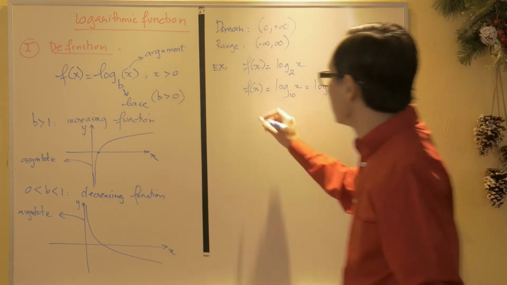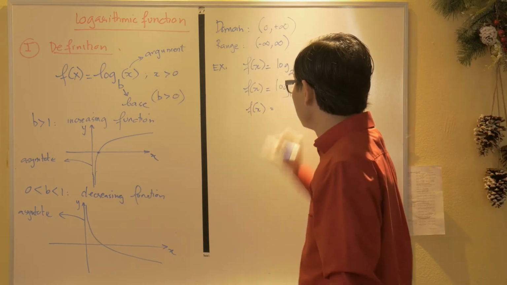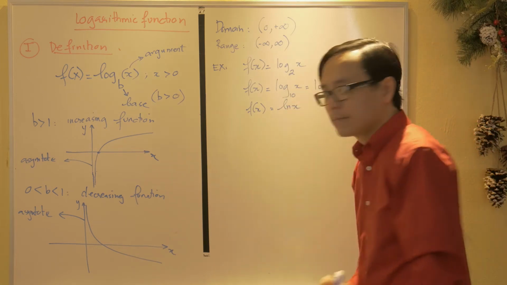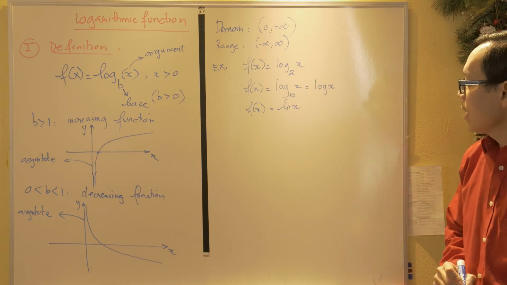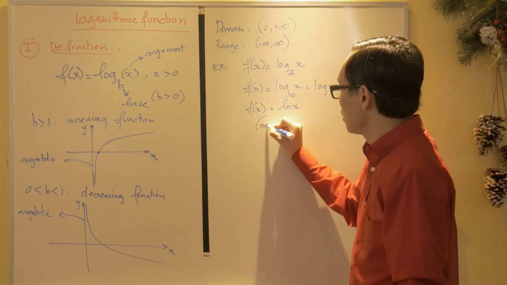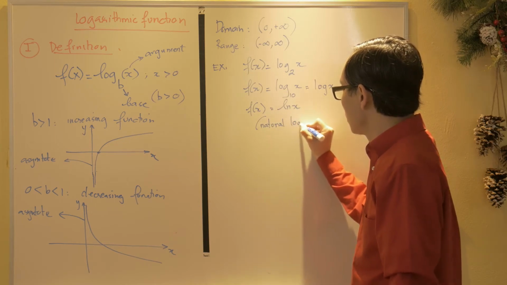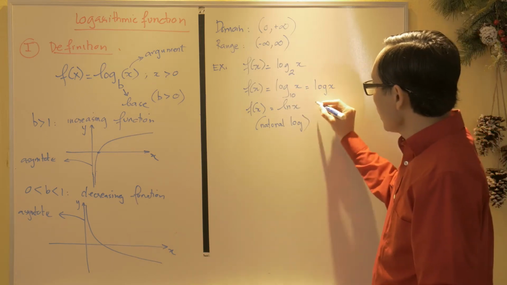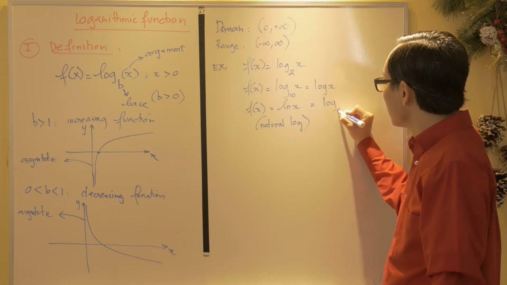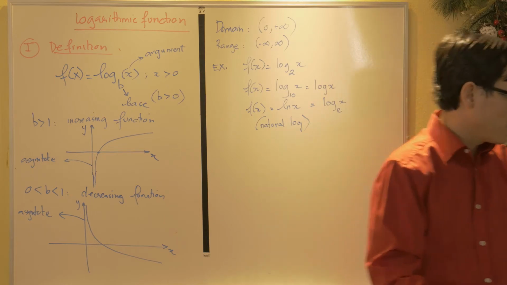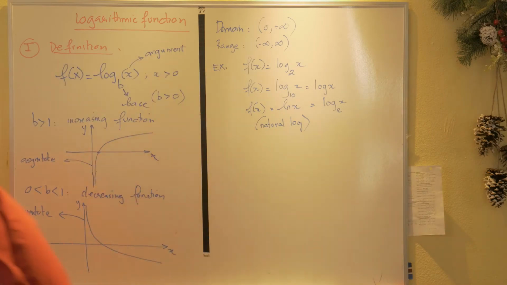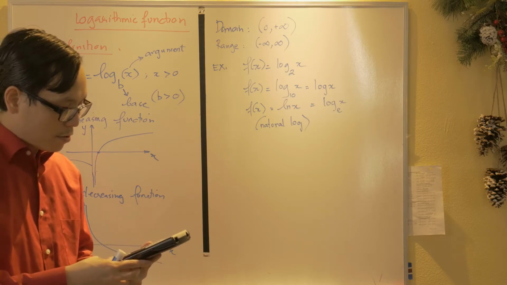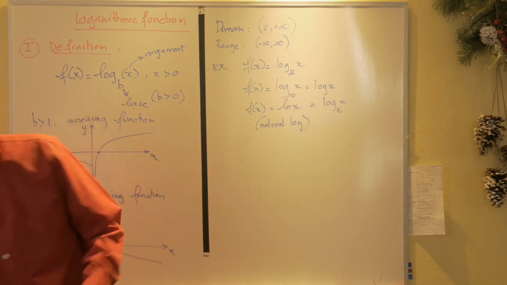Or I can have another function, f of x equal to ln x. What is ln x? Ln x is the natural log. Remember, this is the e number I mentioned in the previous video. Ln x means log base e. You can put it into a calculator, it's 2 point something, I showed you last time. I just want to make sure: 2.71. It's the e.